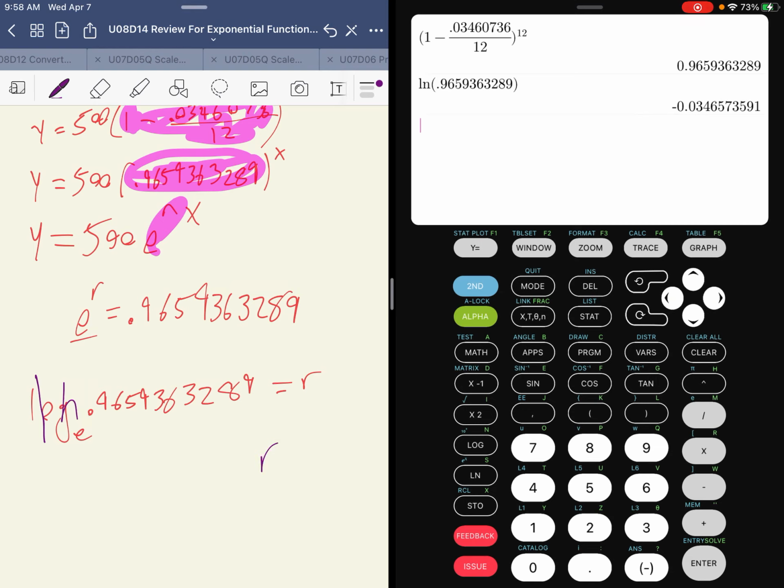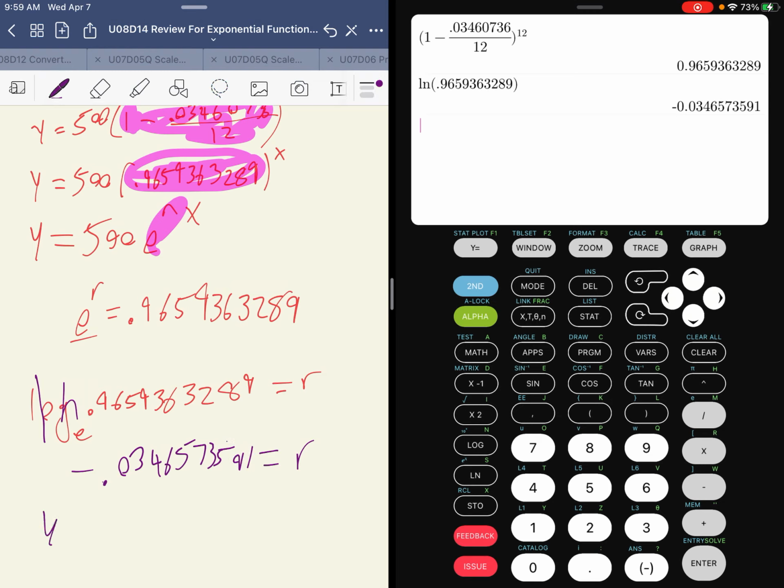So r is equal to negative 0.03465733591. You'll notice I'm not rounding at any point. Not that I can't round, but there's no point in rounding until you get to the end of a problem, because you don't know how many decimals you're being asked for. So until you get to the end of the question and you know where you want to round to, there's no real reason to round.